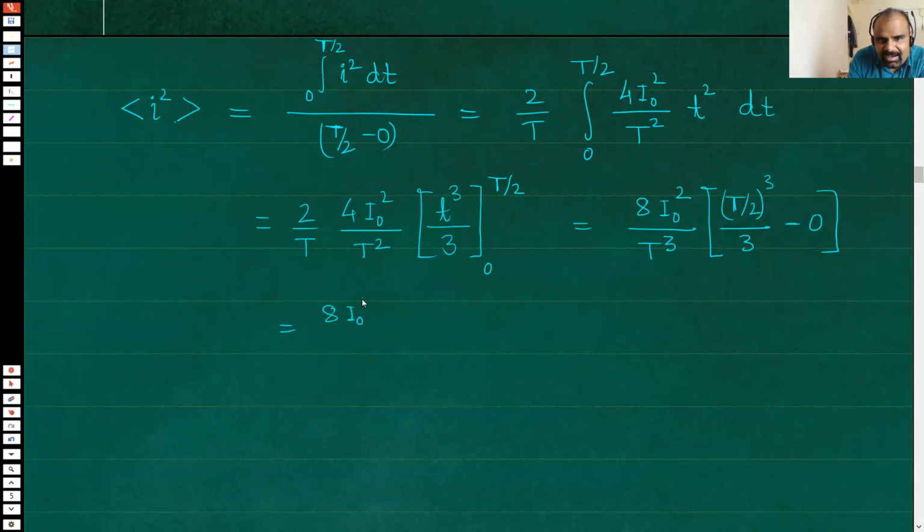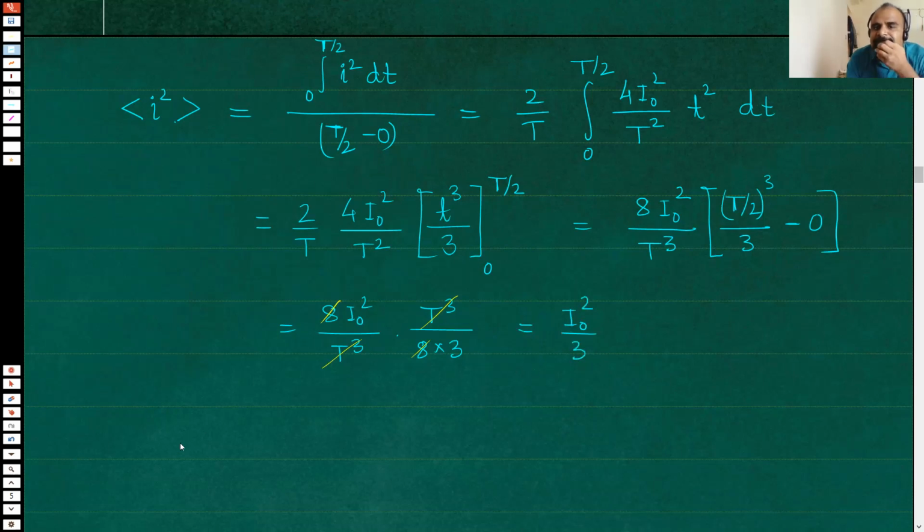So 8 I naught square by capital T cube, and now this will be T cube by 8 into 3. Many things will get cancelled out. Let me see what all got cancelled out. This 8 got cancelled out. This T cube got cancelled out. So you are left with I naught square by 3. Is that fine?